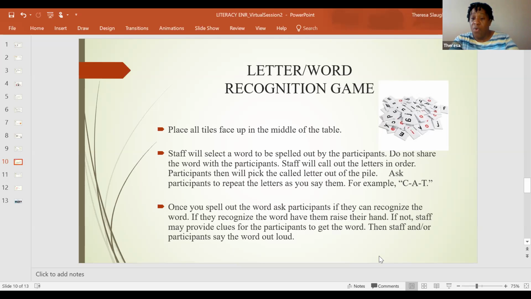Okay. Once you have the letters spelled out, once the word is spelled out, you would ask the group or ask the kids if they recognize the word, and then ask them to say the word. You may have kids that cannot recognize the word. Feel free to give them clues. Okay, this is an animal that meows.